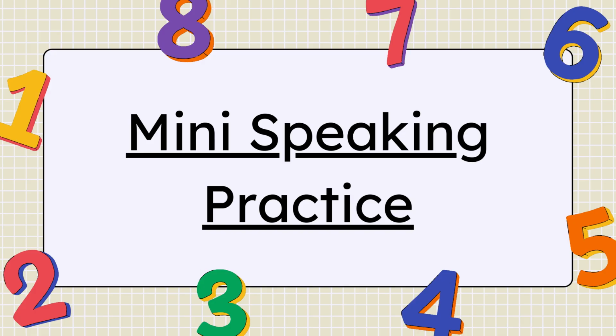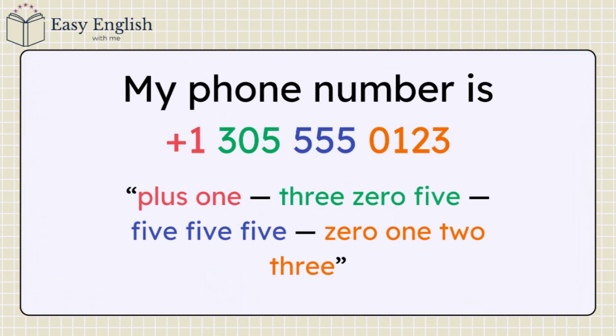Mini speaking practice. Let's practice using these numbers in real life. Now let's learn how to say a phone number in English. Here's an example. First, listen carefully. I'll say it slowly. +1 305 555 0123. Great! Let's repeat together. One more time. +1 305 555 0123.